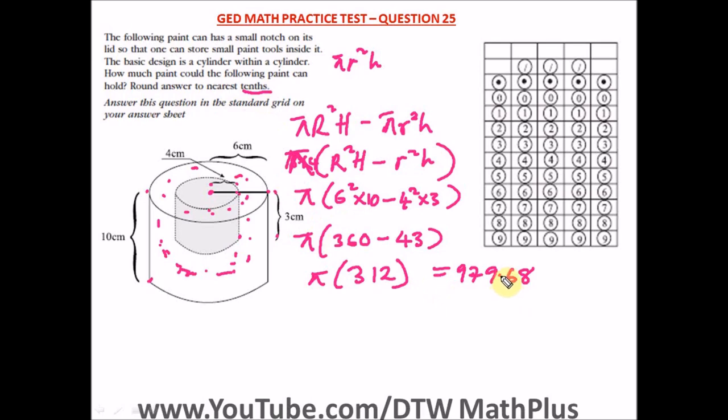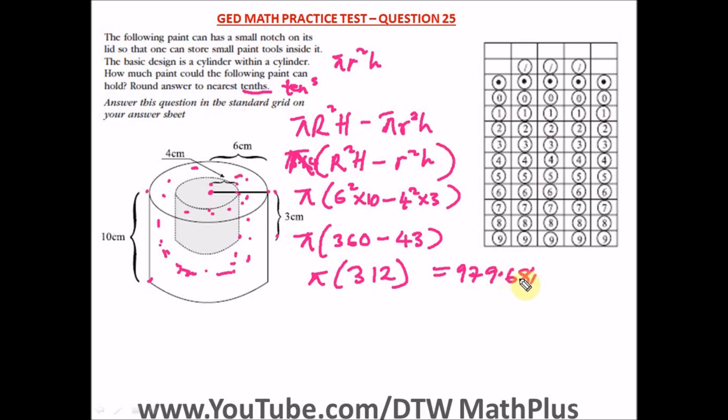From here we have to approximate, because our question says round the answer to the nearest tenth. Tenth means after the decimal point. If it was the nearest ten, we would be focusing on the numbers before the decimal point, but since we're having tenths, we're focusing on the numbers after the decimal point. So if we're approximating to tenths, we will have only one number after the decimal point.